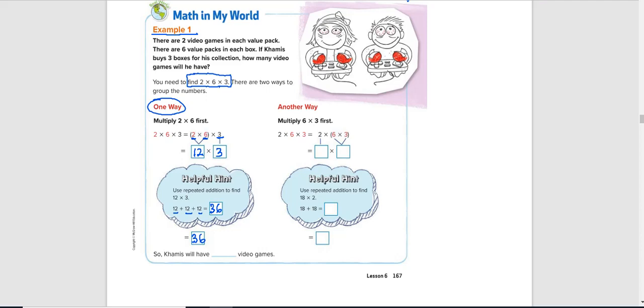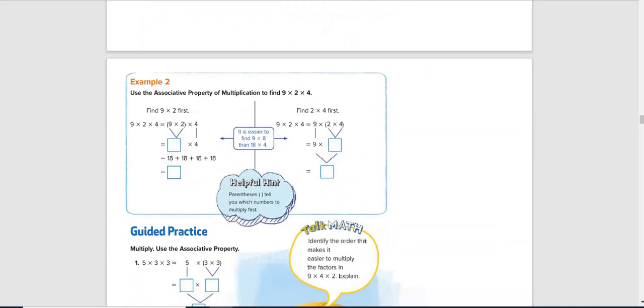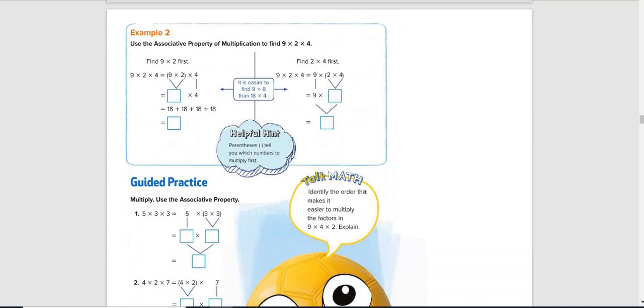In another way, grouping 6 and 3 first. 6 times 3 is 18. I bring the remaining 2 down, and 2 times 18 will give me 36. So in each of these ways, you still get the same answer. This is the associative property of multiplication. The main thing required is for you to remember your multiplication table. Know your times table, it will really help you. Quickly, let's look at example number 2.